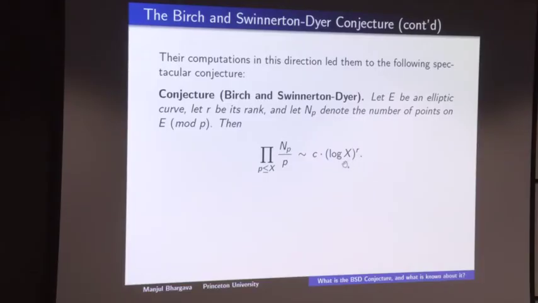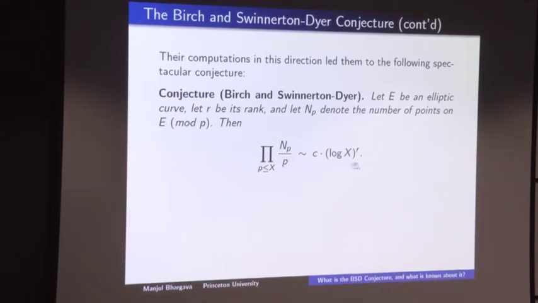This function will actually start to grow if the rank is more than 0. If the rank is 0, then basically the product of Np over p is behaving like a constant, like we would have thought. But if the rank is large, then it actually grows as a function of x, and it grows faster and faster depending on r. So log x to the r. Okay, so this is tending to infinity as x goes to infinity, and it's tending faster to infinity when r is bigger. And that's the Birch and Swinnerton-Dyer conjecture.